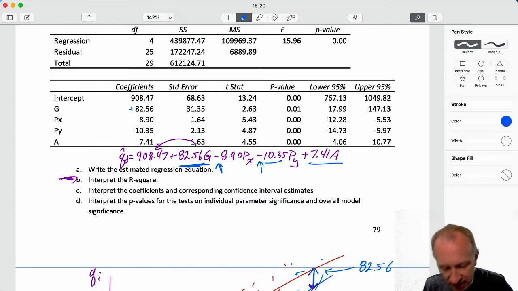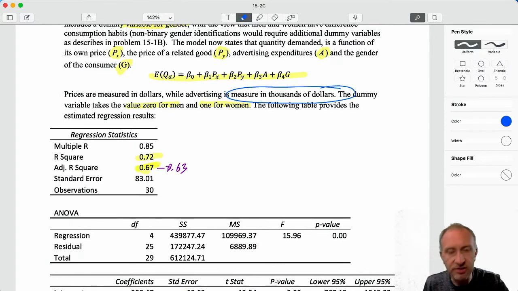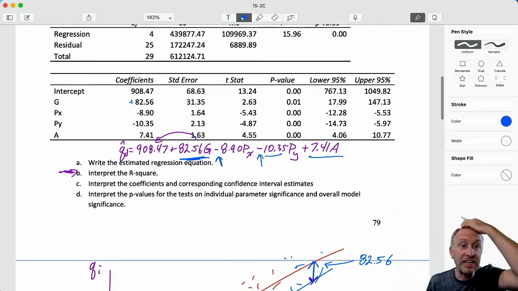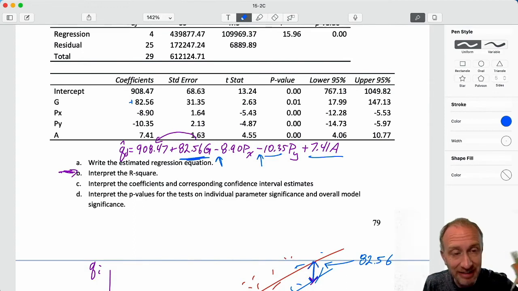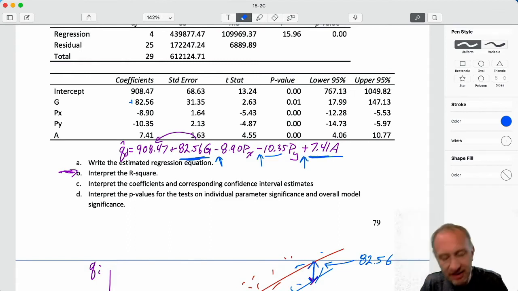Then we have here advertising. Advertising is measured in thousands of dollars. So here I can say for each additional $1,000, because again, we're talking in marginal changes, a one unit change here is $1,000 because that's our unit of measurement for advertising. So for each additional $1,000 that we spend on advertising, quantity demanded increases by 7.41. Okay, and then again, we can go through all of this on the intervals as well.